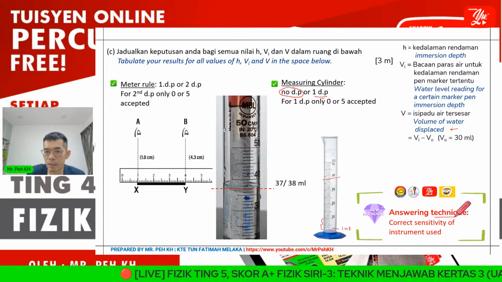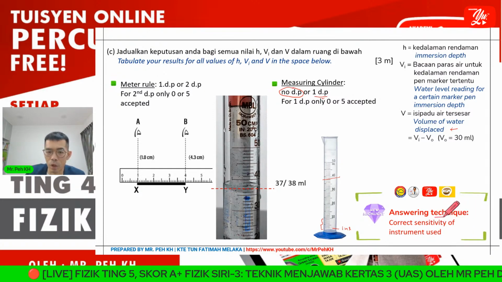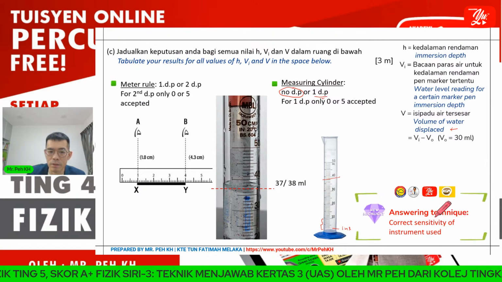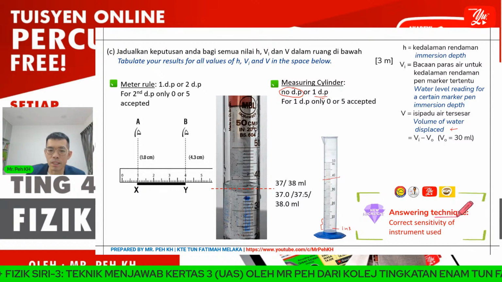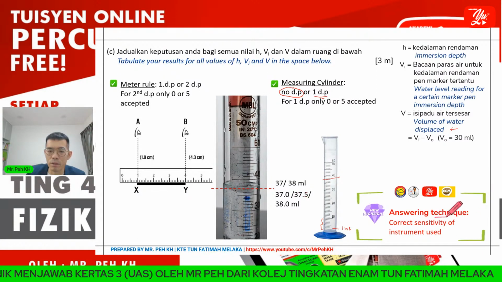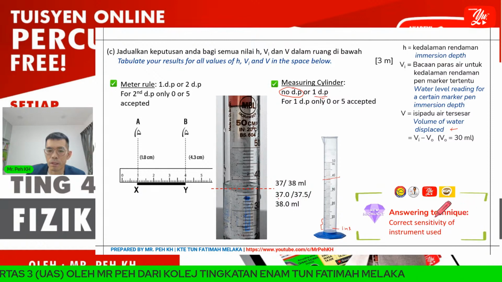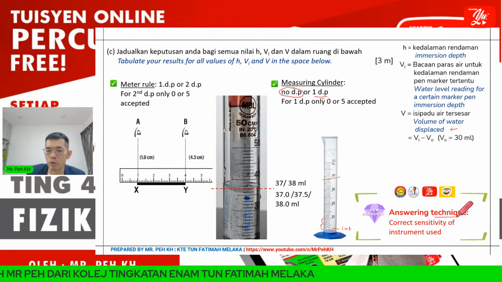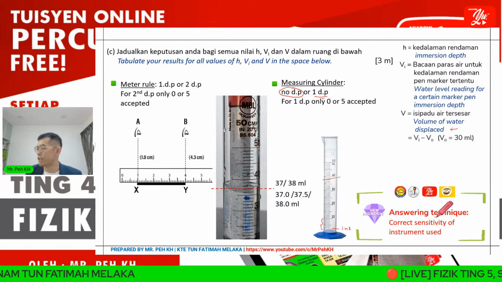37 or 38, where we follow no decimal place, or you can say at the middle. So you can actually give 37.5. So 37.5, 37.0, 38.0. Other than 0 or 5, they will not be accepted.